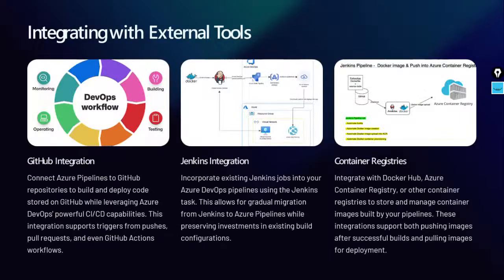Like I was saying, you can integrate with the external tools. How? With those service connections. So that is GitHub integration. Connect Azure Pipelines to GitHub repositories to build and deploy code stored on GitHub while leveraging Azure DevOps powerful CI/CD capabilities. This integration supports triggers from pushes, pull requests, and even GitHub Actions workflows. Even webhooks can be integrated onto the pipeline through the service connections.